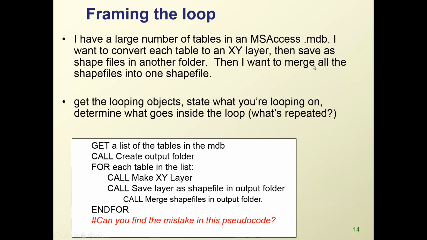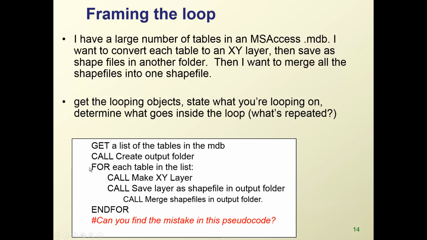You want to merge all of the shapefiles into one shapefile, right? This would actually eventually give you the right thing, but you're doing merging over and over again for no reason. What you want to do is merge on the final list of shapefiles that you've got. So you don't want to merge inside the loop. What this would do is, first time you go through it, you would make an XY layer from the first table and save it as a shapefile. So you'd have a shapefile, and you would merge the shapefile with itself. I don't even know if it might throw an error if you try to do that. I'm not sure. Maybe it allows you to do that.